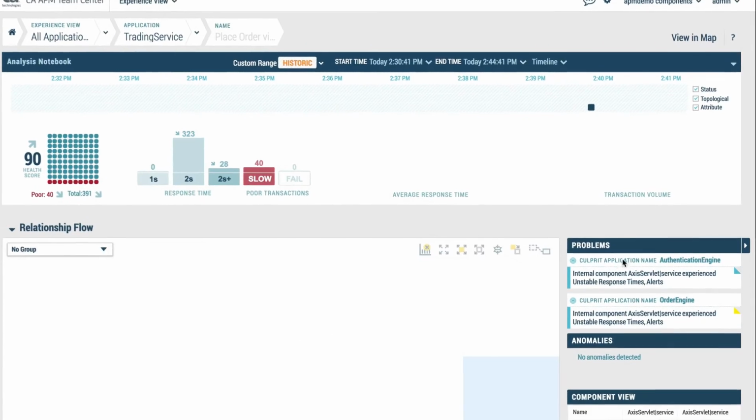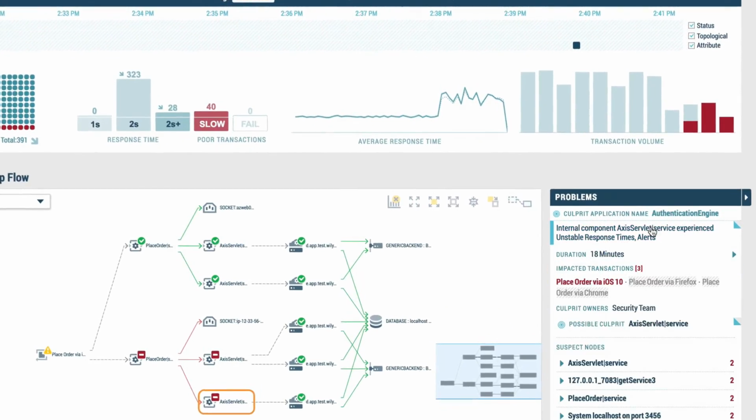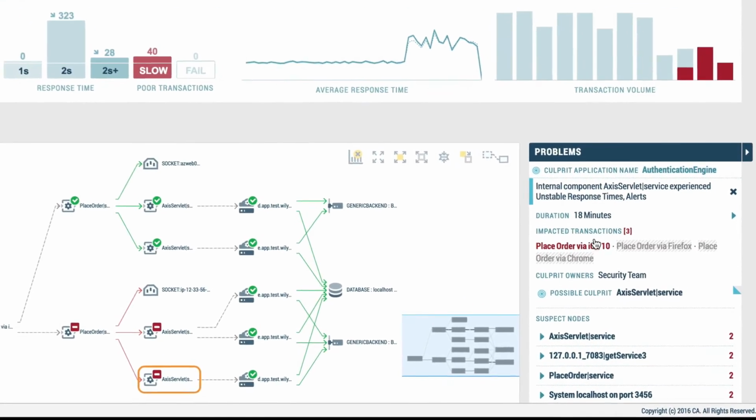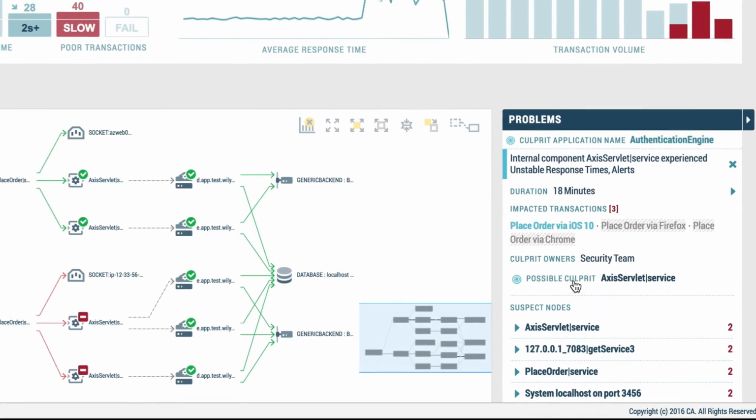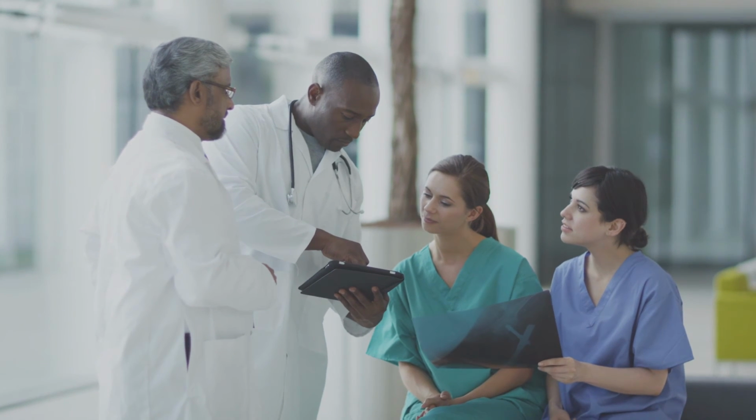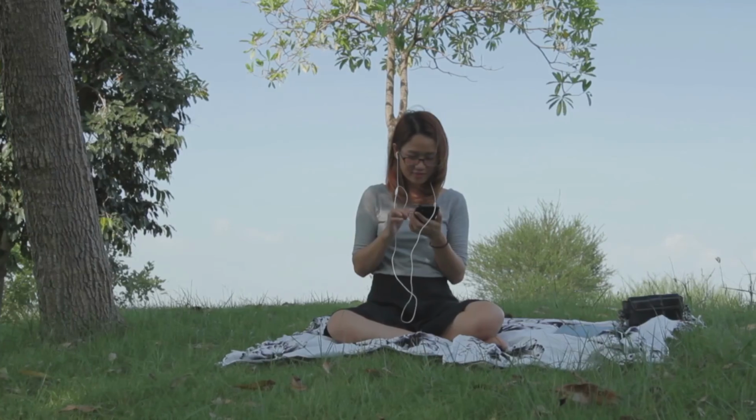With CA APM, you can improve the user experience with revolutionary analytics that help you answer key questions, accelerate root cause analysis, eliminate the need for multiple experts and war rooms, get details and insights to act quickly, and more easily than ever, create the stellar experience your customers demand.